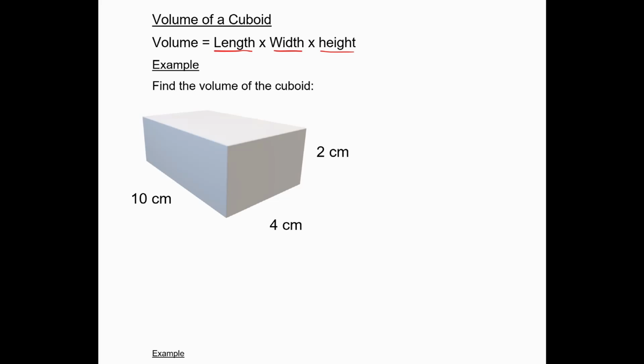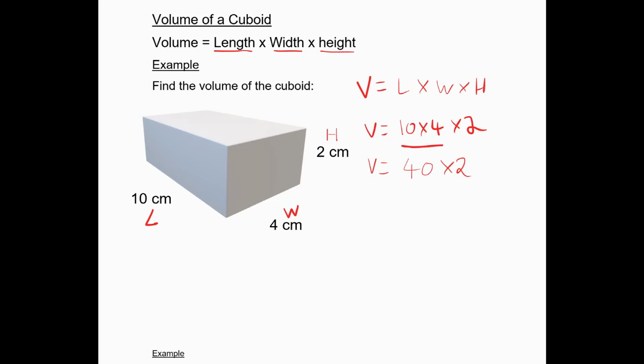For example, if I want to find the volume of this cuboid, I identify that the length is 10 centimeters, the width is 4 centimeters, and the height is 2 centimeters. And I just like to call them L, W, and H, so that the volume V is length times width times height. So I could just do 10 times 4 times 2. Now I don't know how to multiply three numbers at the same time, so what I would do first is 10 times 4, which is 40, and then multiply by 2, which gives me 80. So the volume is going to be 80 centimeters cubed.